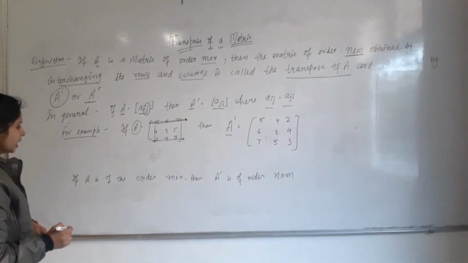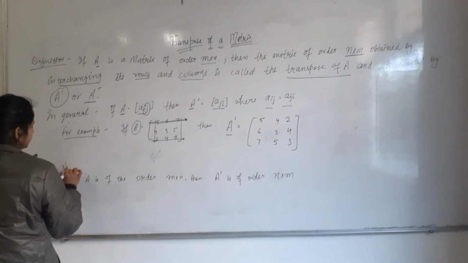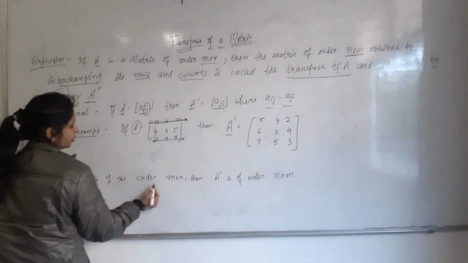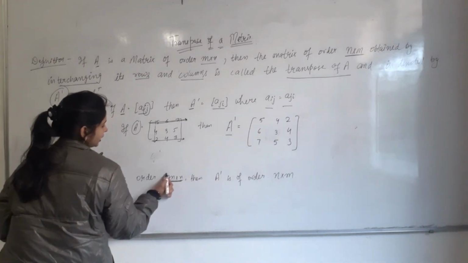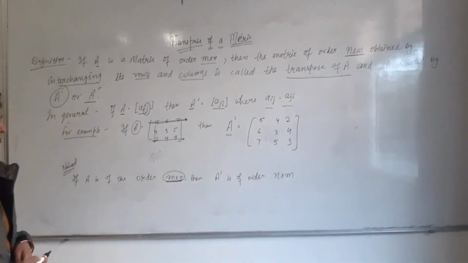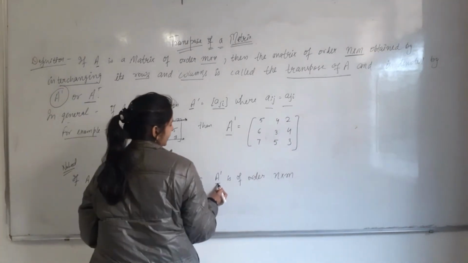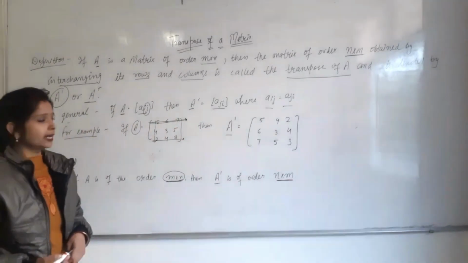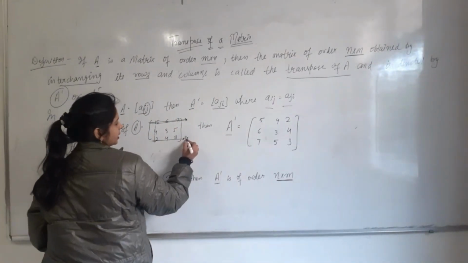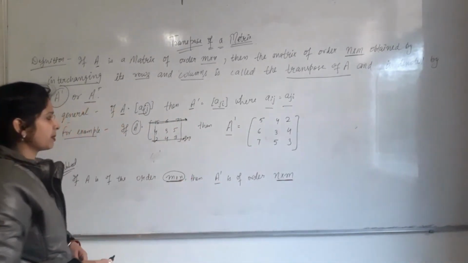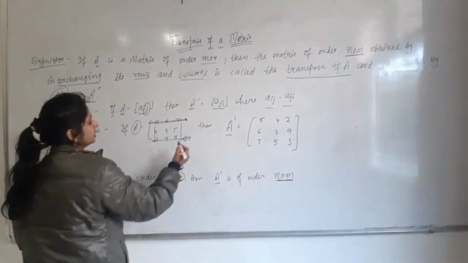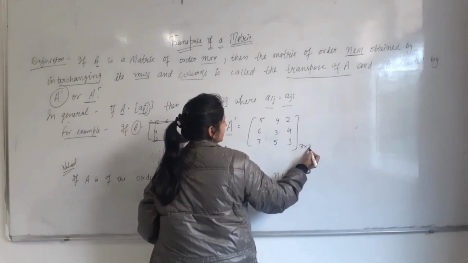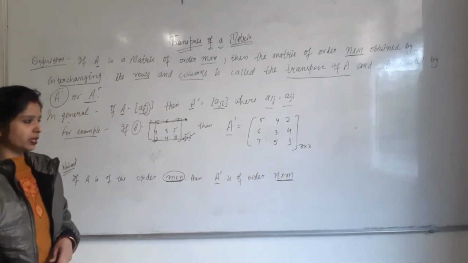Note that if A is of order m by n, then A dash will be of order n by m. Here there is the same order, 3 by 3, as there are 3 rows and 3 columns, so there is no difference between the order of A and A transpose.